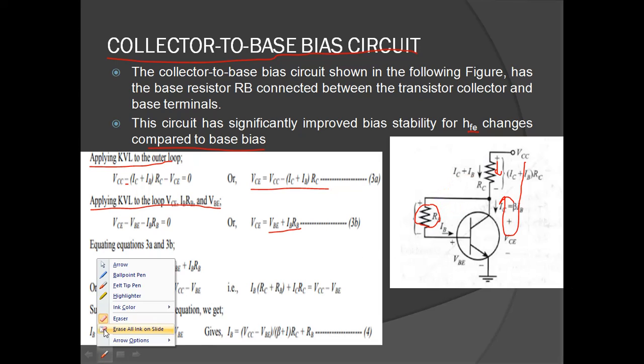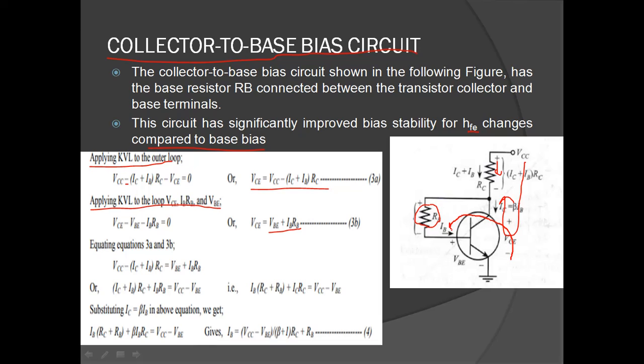So the loop is this one. Here you are applying KVL: VCE minus VBE minus IB RB. From this you can see that the current is in this direction, going from minus to plus, so it is positive. VCE minus VBE minus IB RB is equal to 0. When you rearrange, you get this equation.